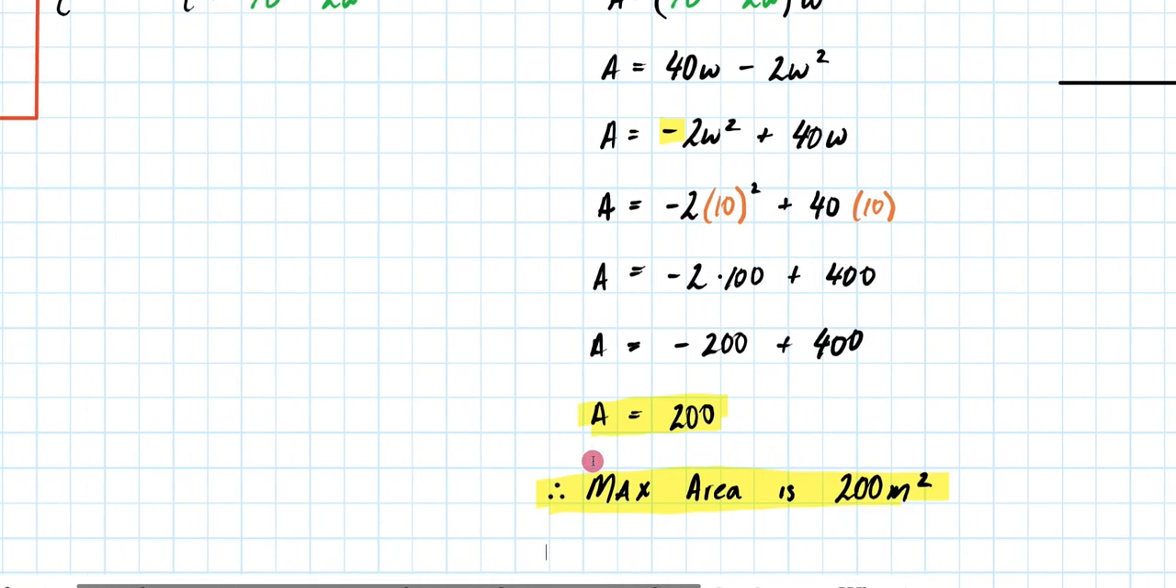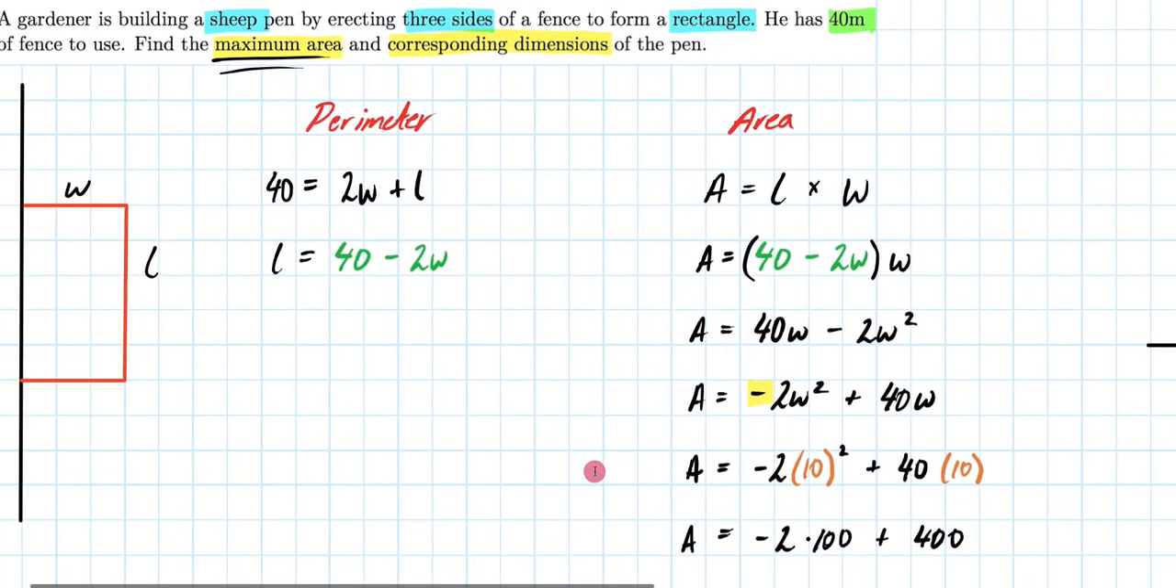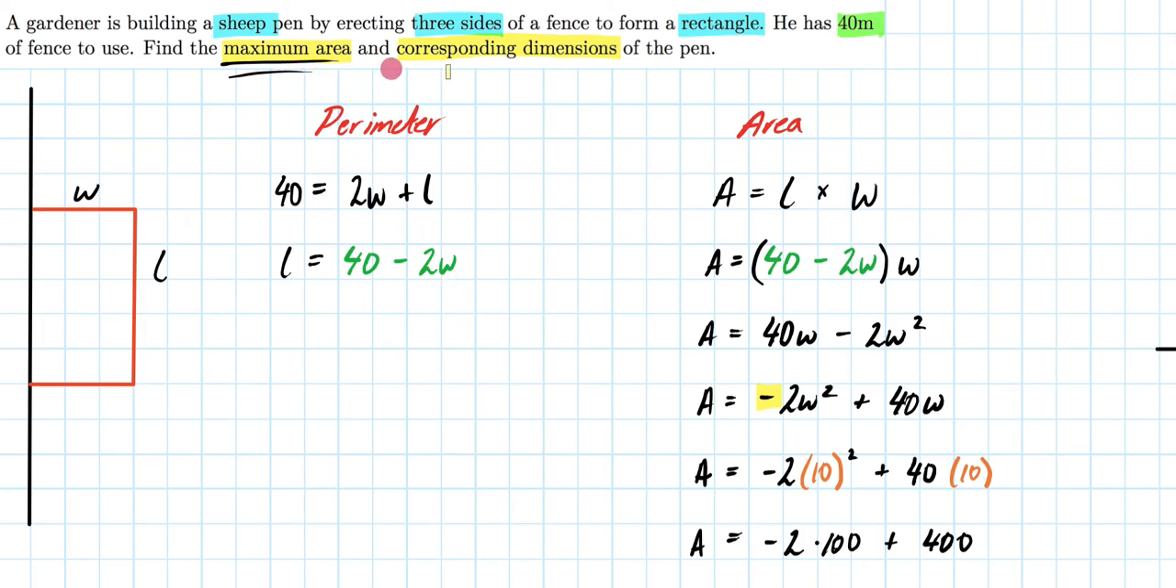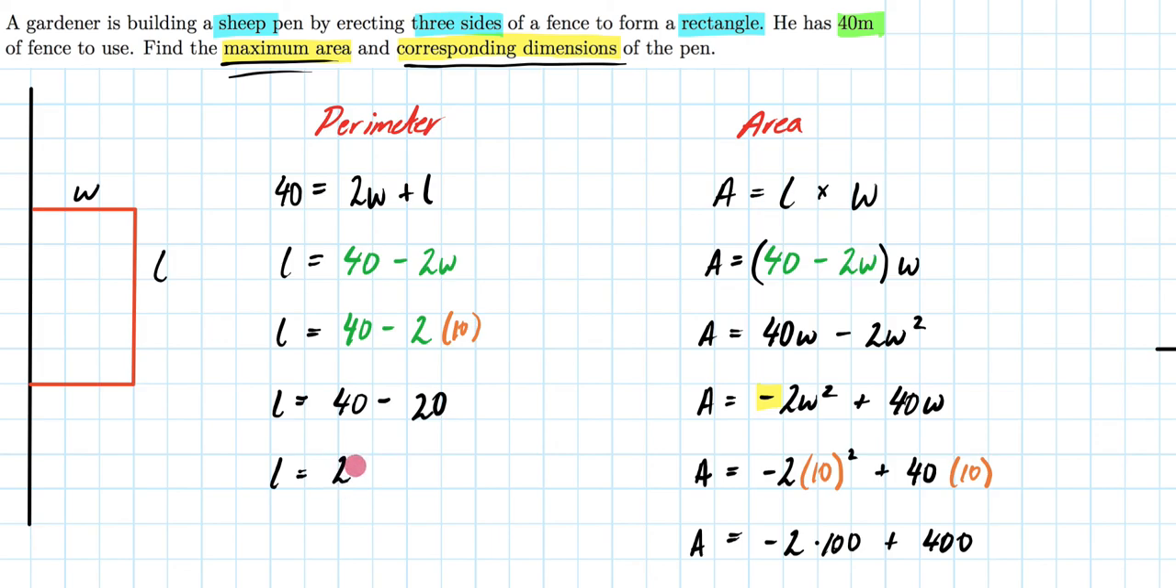We're close to the final answer, but let's go up and remind ourselves that we need to find the maximum area and my corresponding dimensions. So in other words, I need to figure out what my length will be. That isn't hard. All I have to do is sub in 10 here. My length is going to be 40 minus 2 times 10, because I know that's my width when my area is the greatest. And then L equals 40 minus 20. My length is going to equal 20.